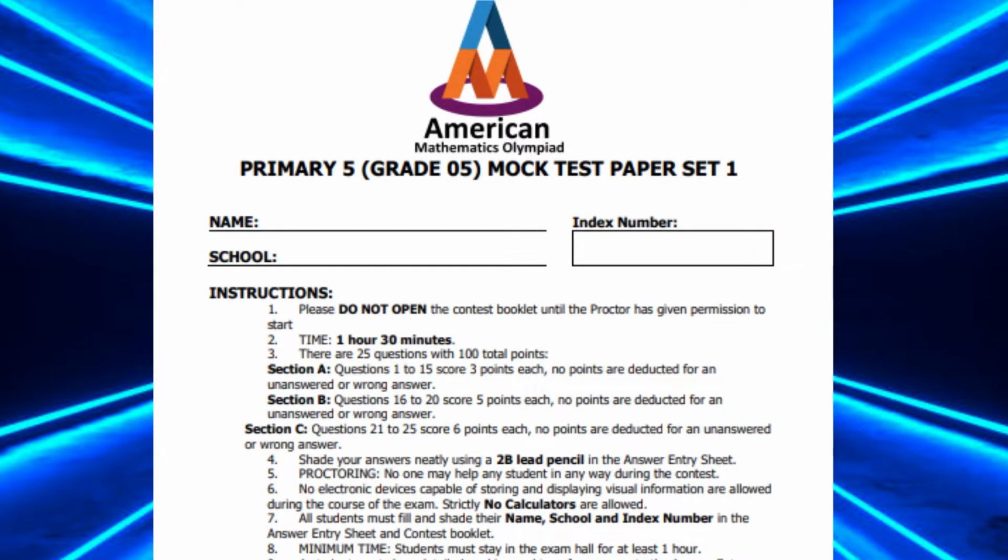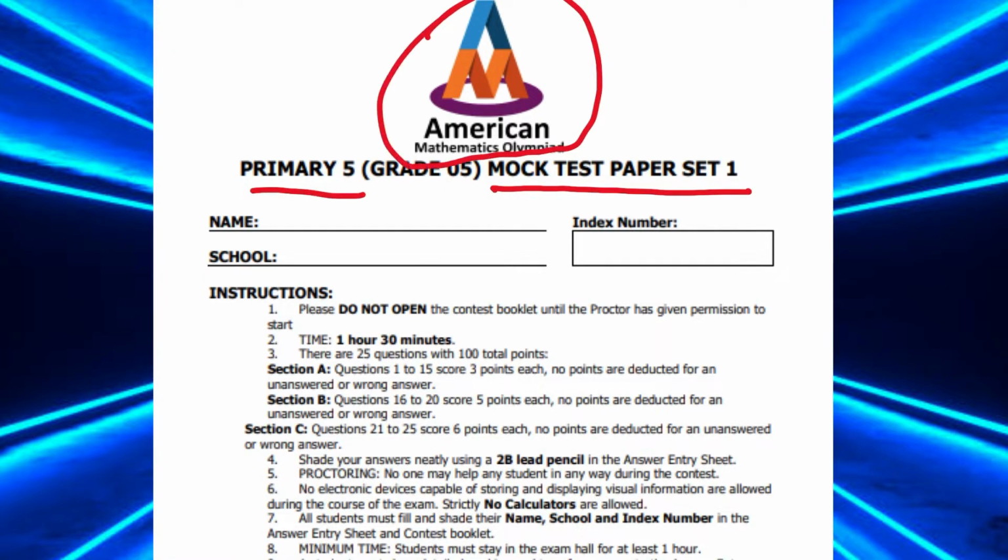Today I am solving the mock test paper for Primary 5, and this is for the American Mathematics Olympiad. So if you're preparing to take this exam soon, taking the mock test paper will be a really good idea to get some practice. Just to give an idea, there are 25 questions.